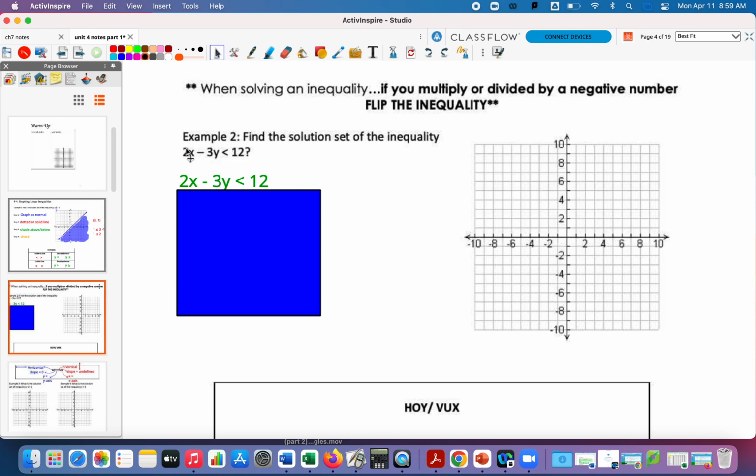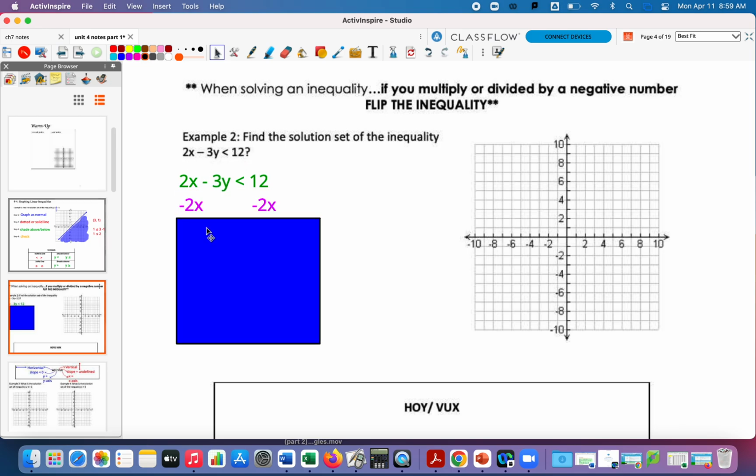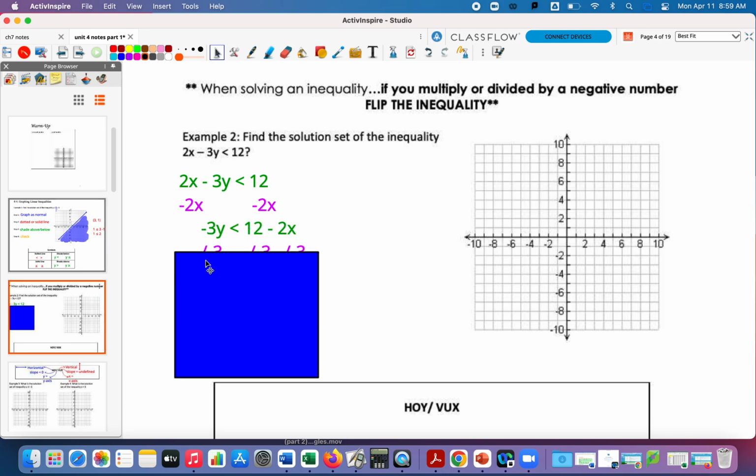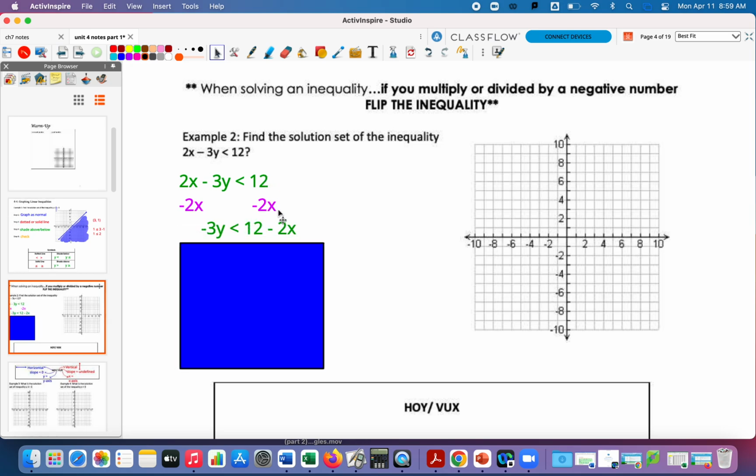Let's see. This one I do need to rearrange, so I'm going to start by minusing 2x on both sides. That gives me this here. Remember, the 12 and the 2x don't combine.